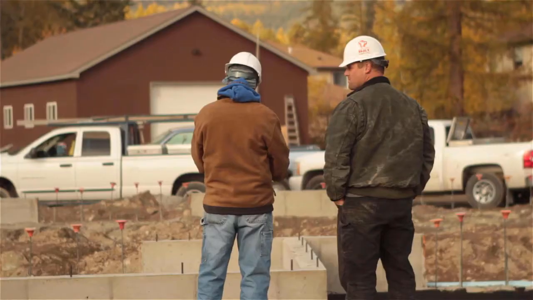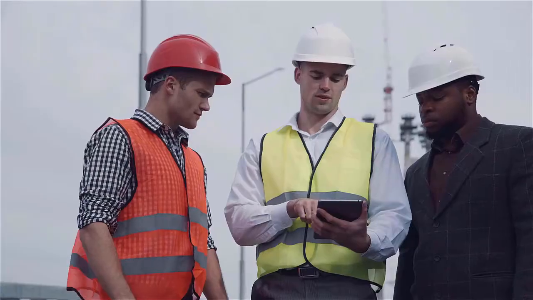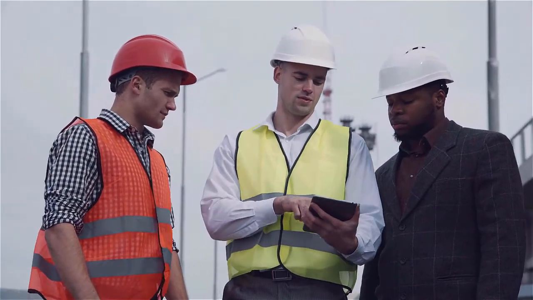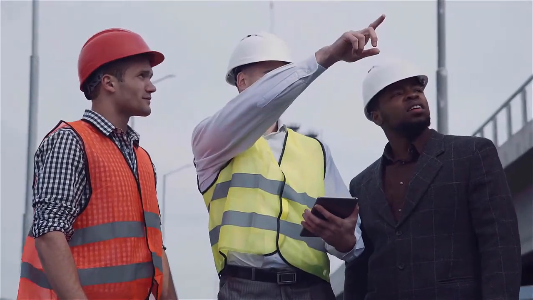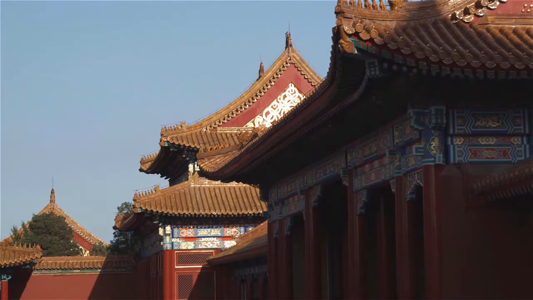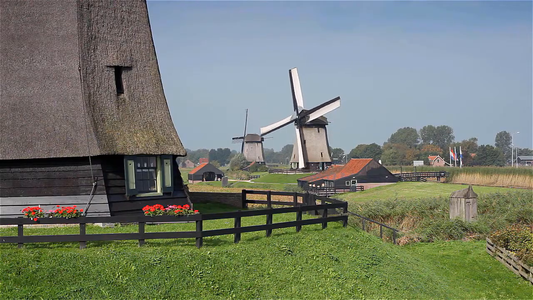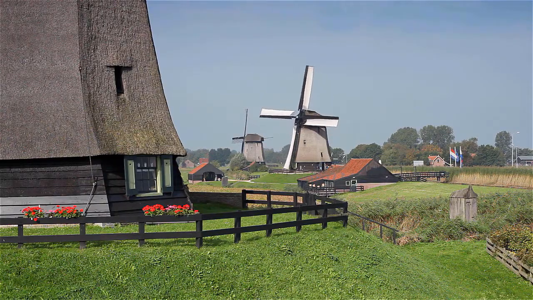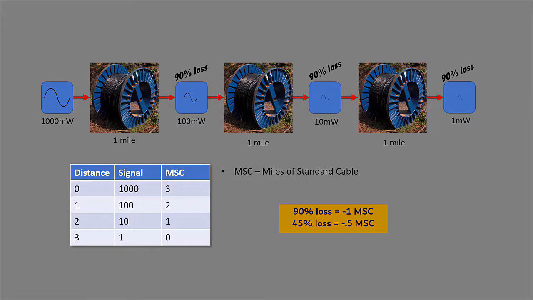Now, this method wasn't perfect and was still very cumbersome to calculate in the field, but soon improvements would be made. But first, because telephone and telegraph were spreading across the globe, they needed to make a few tweaks to their terminology. In 1924, the MSC was changed to TU, or transmission unit, so that the same method could be used in other countries that don't measure distance in miles, which is basically everywhere but the US.